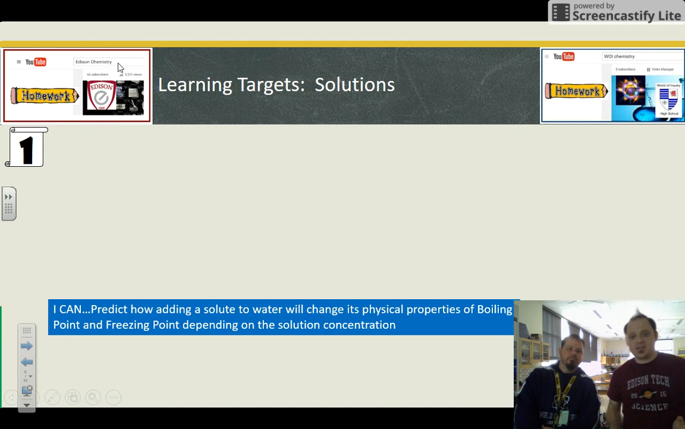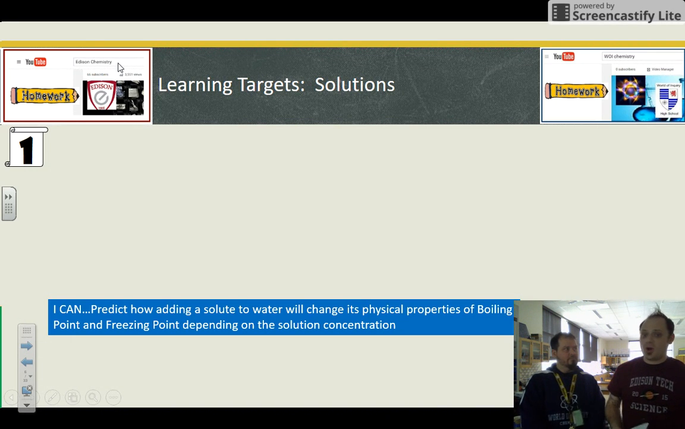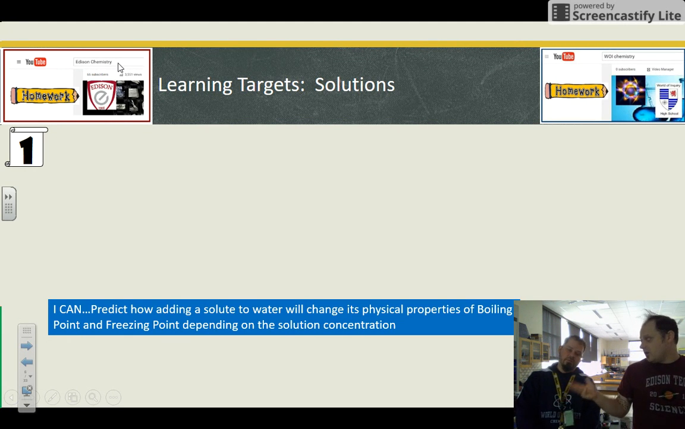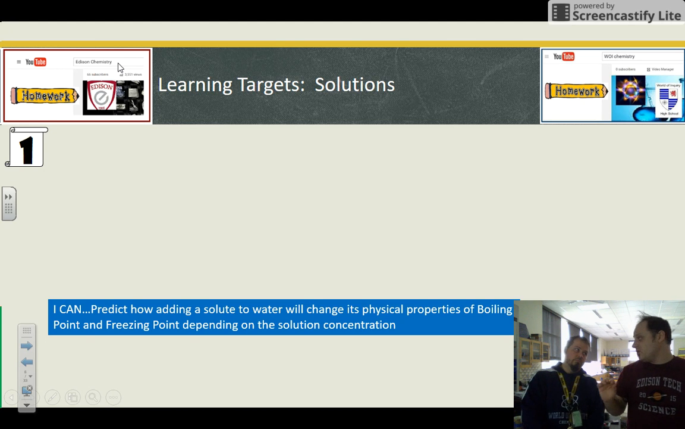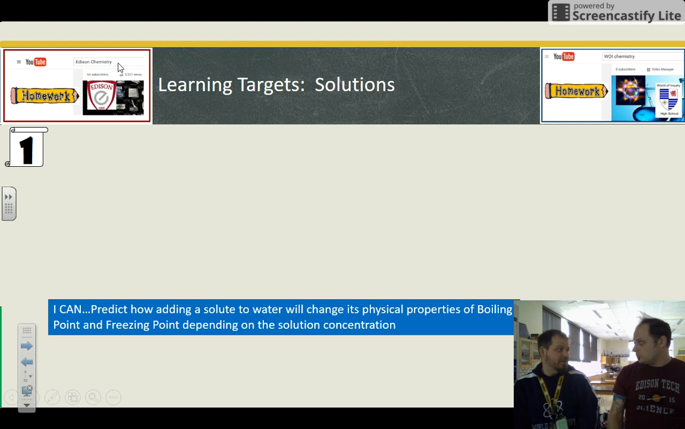Can you predict how adding solute to water will change the properties like boiling point and melting point? We alluded to one with the ice and the salt, one's really important, but this is like the last point of the unit. What the heck happens to the properties of the water when I put the solute into it? When we hammer this video home, I'm going to make sure we hammer out that they both happen at the same time. The boiling point and the melting point change at the same time. It can only be at one point at one time.